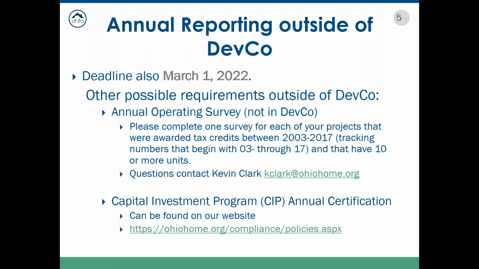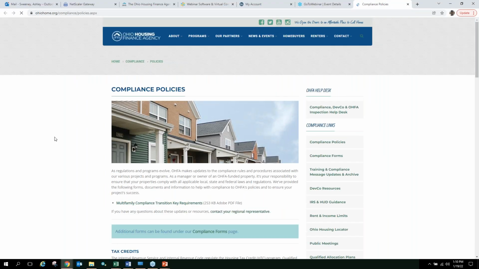Next, I want to talk about the Capital Investment Program, or CIP, annual certification. And this also can be found on our website on our compliance policies page. So if you have any CIP funding on your project, and if you have any questions about if you do or not, let us know. But if you do, you usually know. You can find that annual cert on our website, and I'm going to click this link here to show you where all this information is.